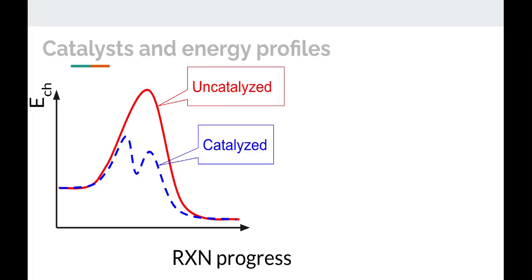When we look at energy profiles for reactions that occur with a catalyst, we can see that there's going to be a different version of a pathway from reactants to products that has a lower activation energy. So in this example, the uncatalyzed reaction is the red hump with a very large activation energy.